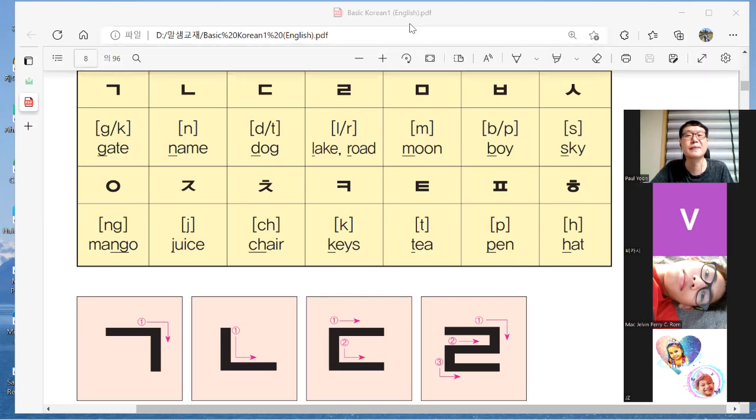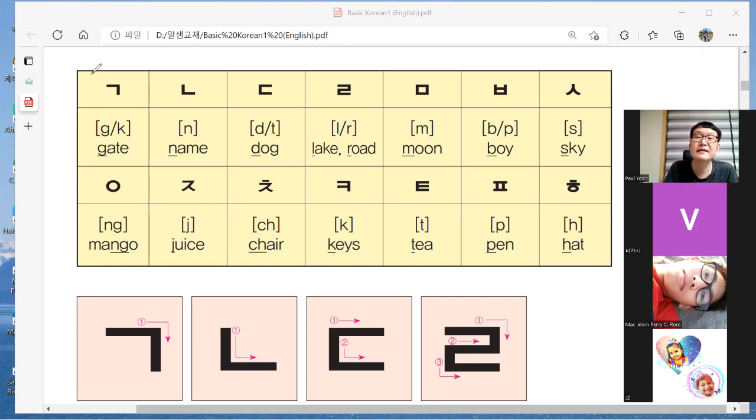Let's get it. Giyeok. Its own pronunciation is the g sound. Go, gu, like gate. Gate, grill, green.